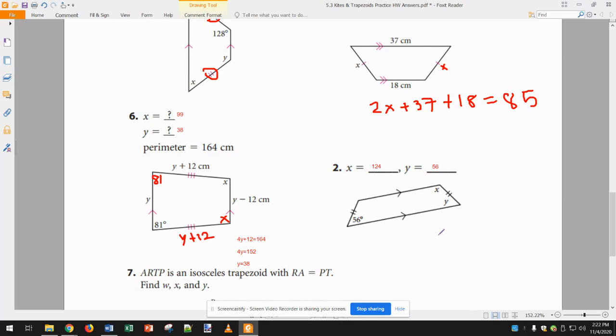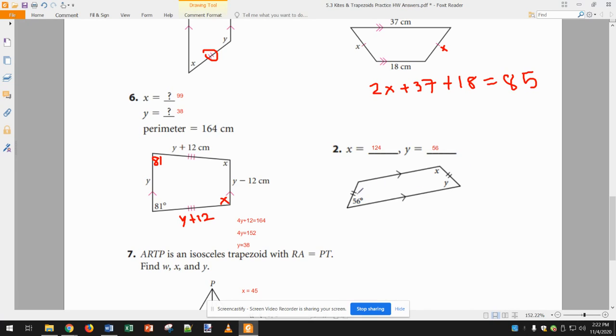Number 2 over here, another isosceles trapezoid. So that means this angle is congruent to this angle, so y is 56. And then x plus y should equal 180 because these lines are parallel. So two angles in between parallel lines always add up to 180. So then fill in the 56 for y, subtract it to the other side to get x.